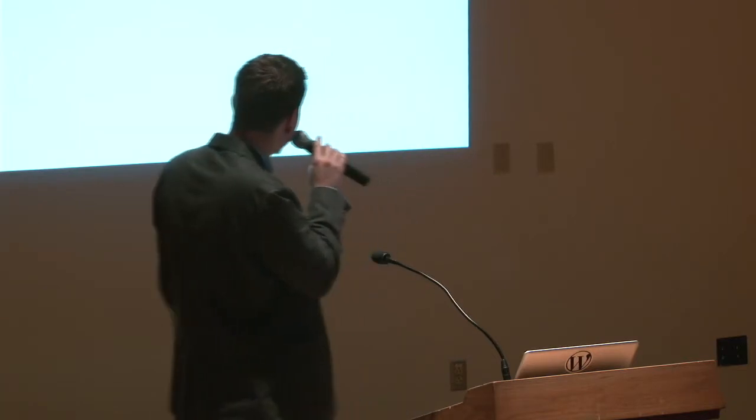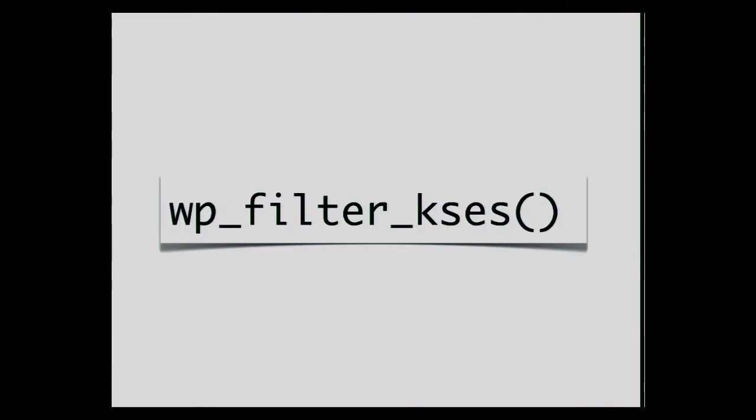So we have this function, wp_filter_kses. Kses is our HTML sanitization library. We have a whitelist of HTML that is available to people of various accounts. So if you're an author, you'll have a certain level. If you're an administrator with unfiltered HTML, you can pretty much do anything. So this will take the current user into account.